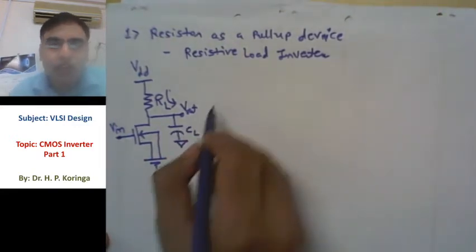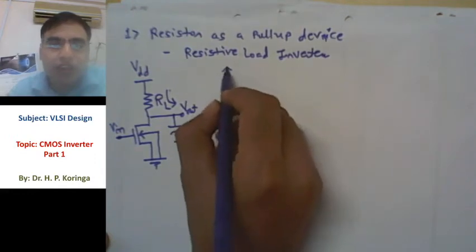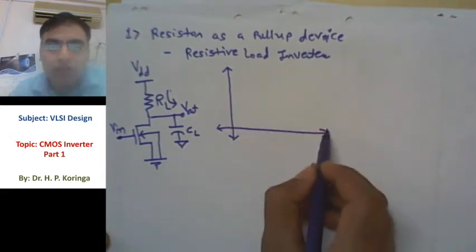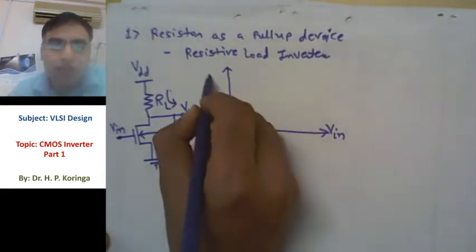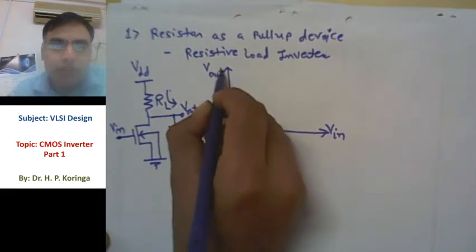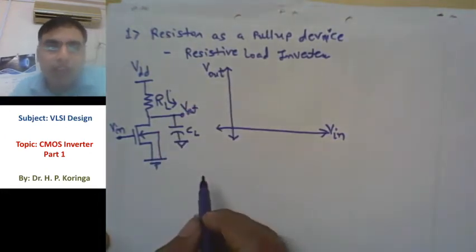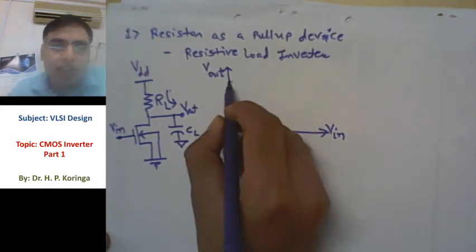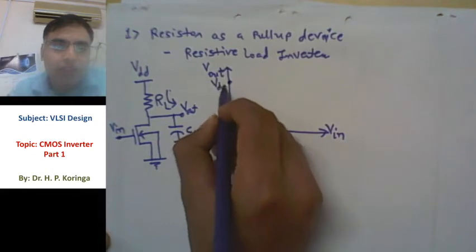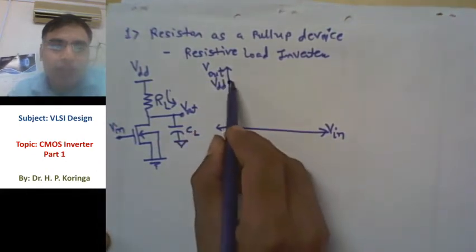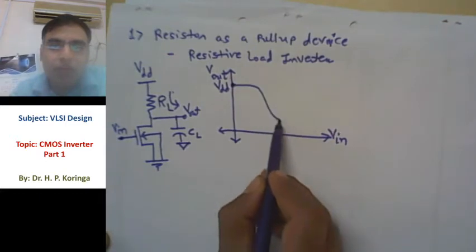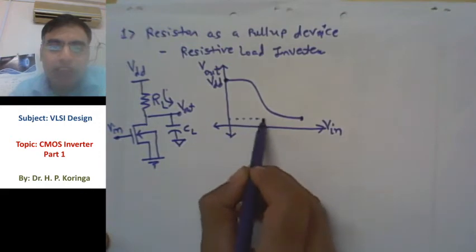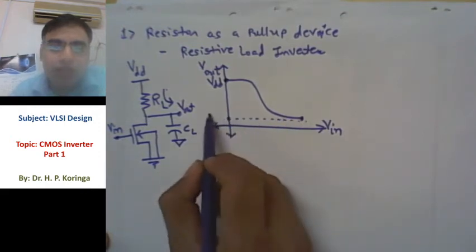And we have concluded, if you see the VTC curve of this resistive load inverter, right? Whenever the input is logic 0, we get the maximum output, which is VDD. And when the input is logic 1, the output does not go to 0, but it has a minimum output voltage, which is VOL.